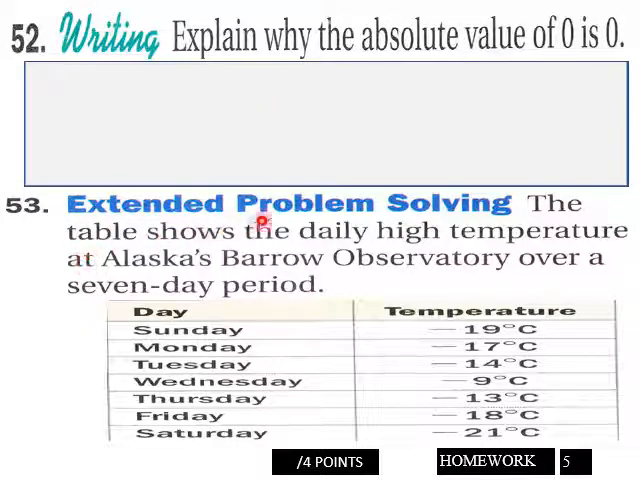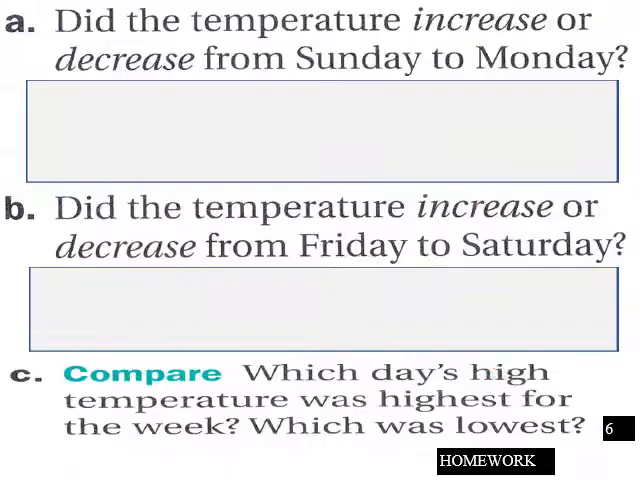And then 53, you got a table. Okay, so this is a table here. And then A, did the temperature increase or decrease from Sunday to Monday from the table? B, did the temperature increase or decrease from Friday to Saturday? So describe that description of increasing or decreasing.